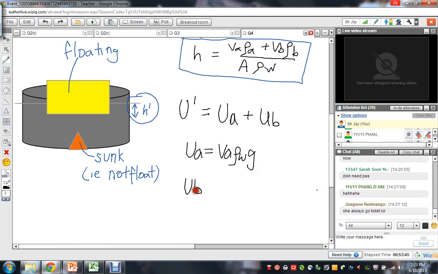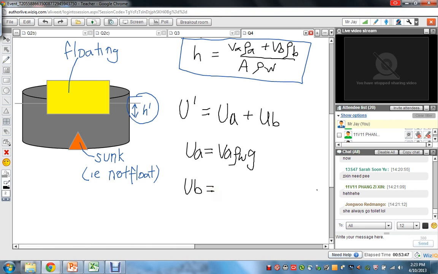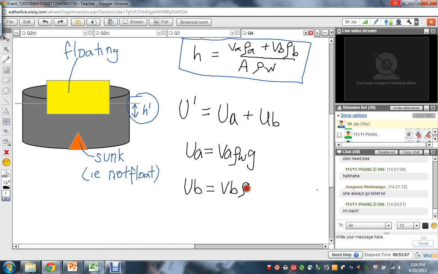And upthrust of the boat is equal to volume of the boat, density of the boat, times G. Let me repeat a little bit to clarify and for the benefit of Zixing.